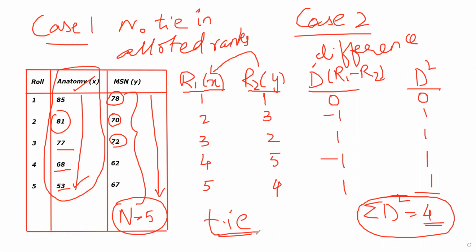In case 2, we'll look at tie in allocated ranks. In this scenario, we are looking at a case where there are no ties in the allocated ranks. So you have smoothly assigned the values. This is the easier one. When I show you the tie, you will understand a little better.